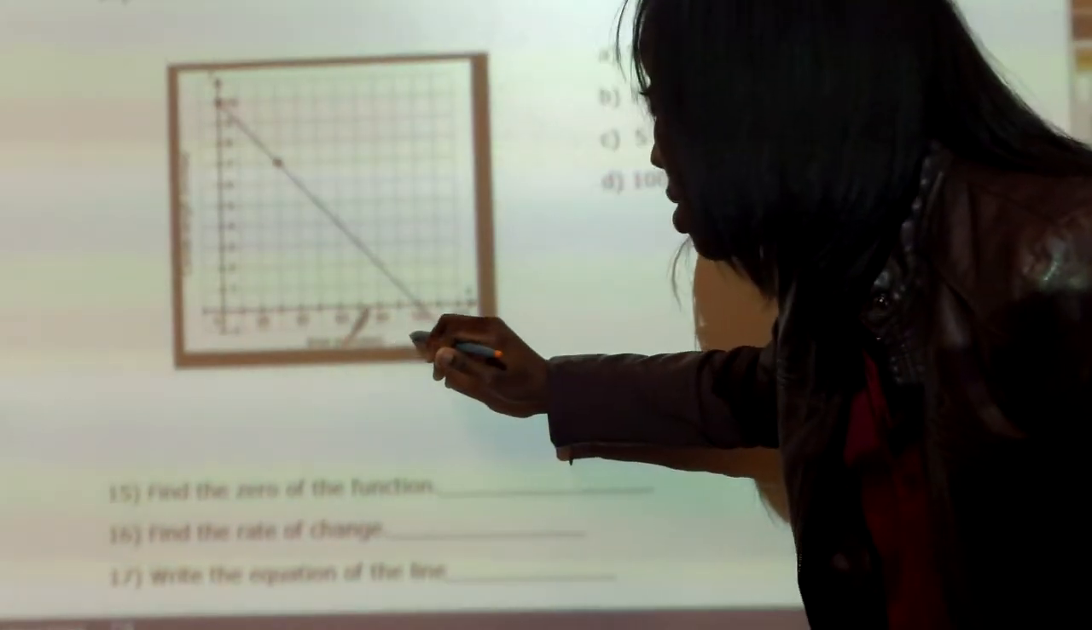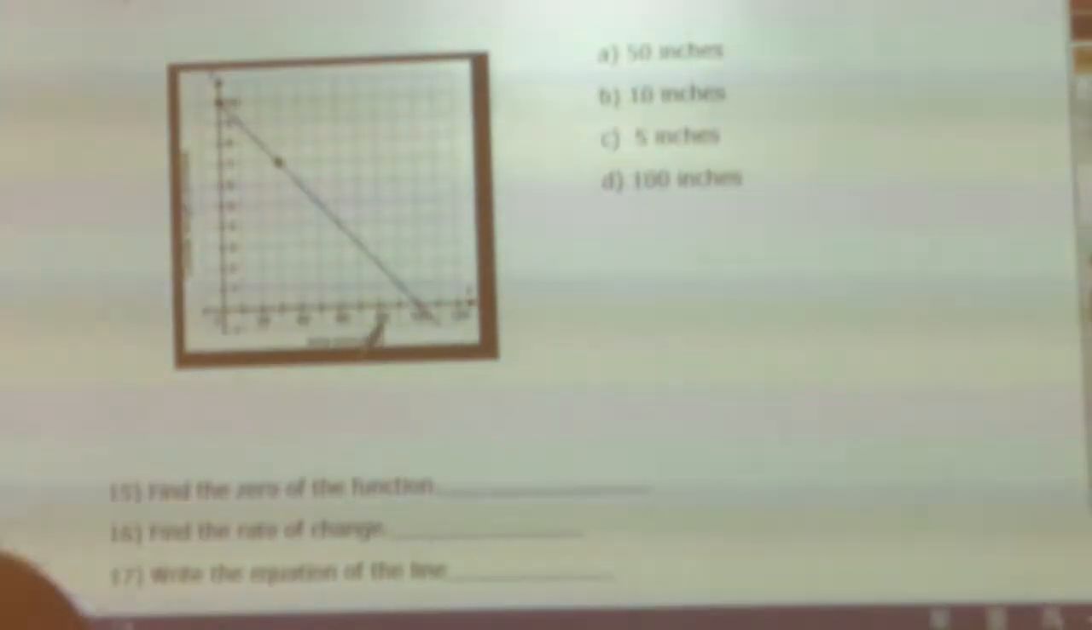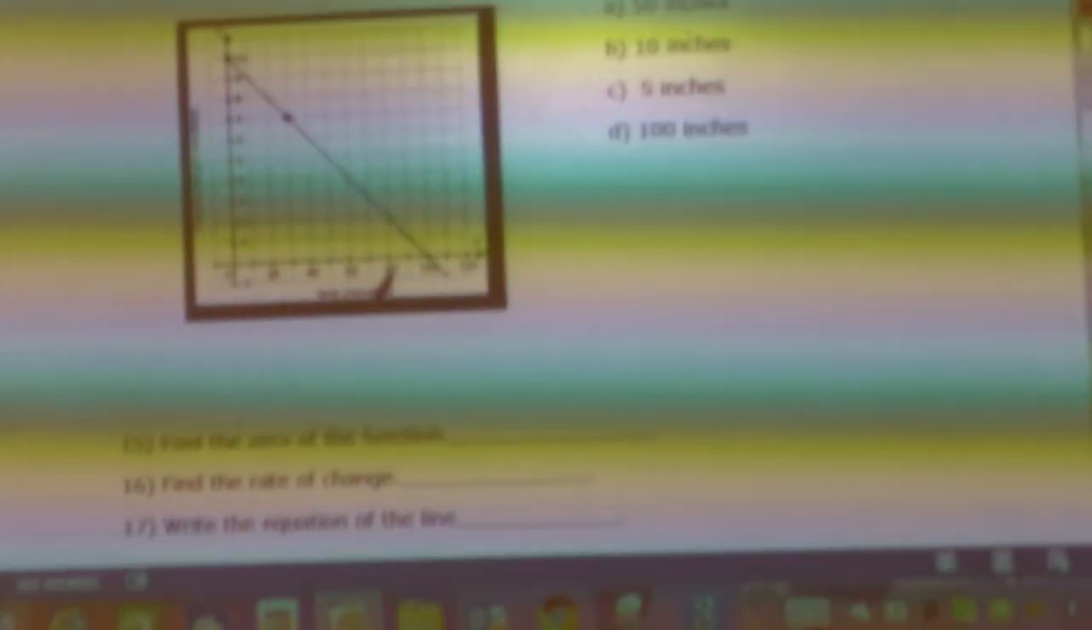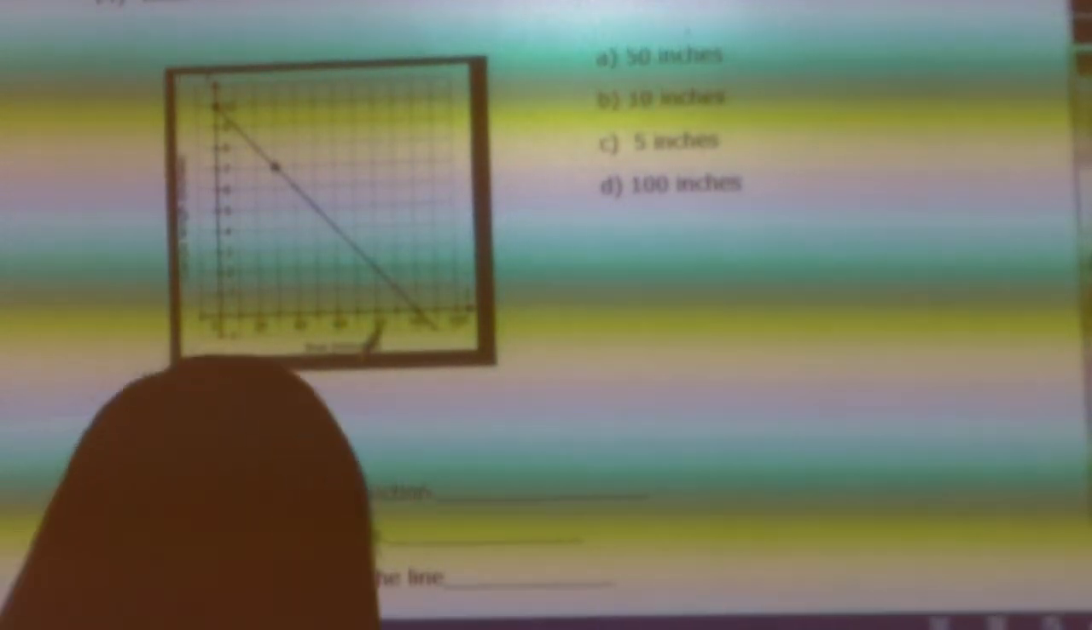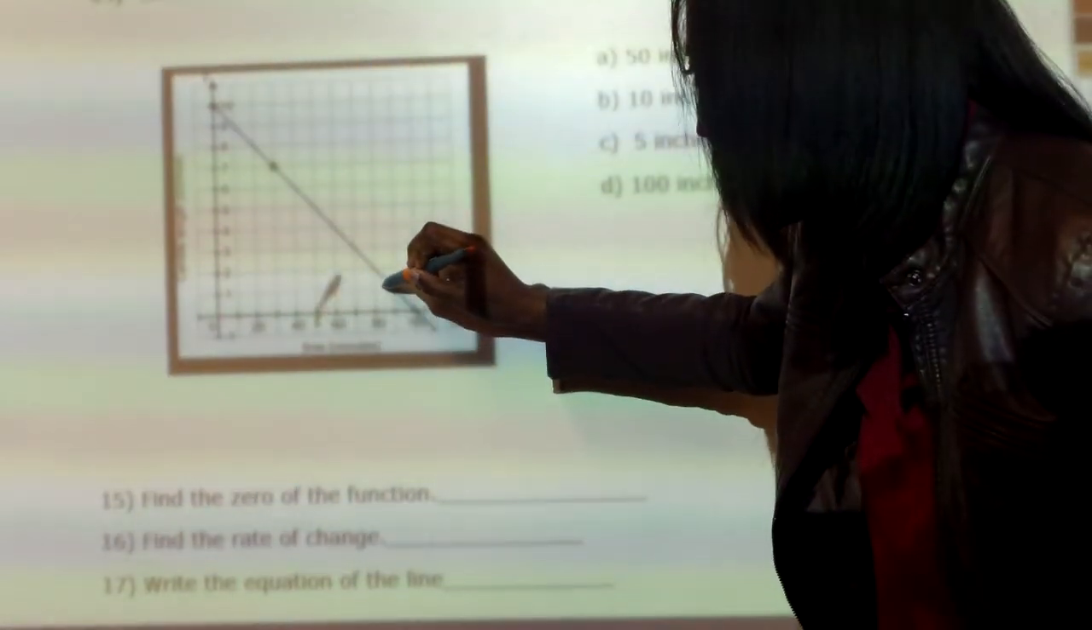Okay, let's look at number 14. It says use the graph for 14 through 16. I'm just going to see if it fits. What is the candle's height at 50 minutes? You go over. Is that counting by 20s? Okay, yes. So 50 is right here.